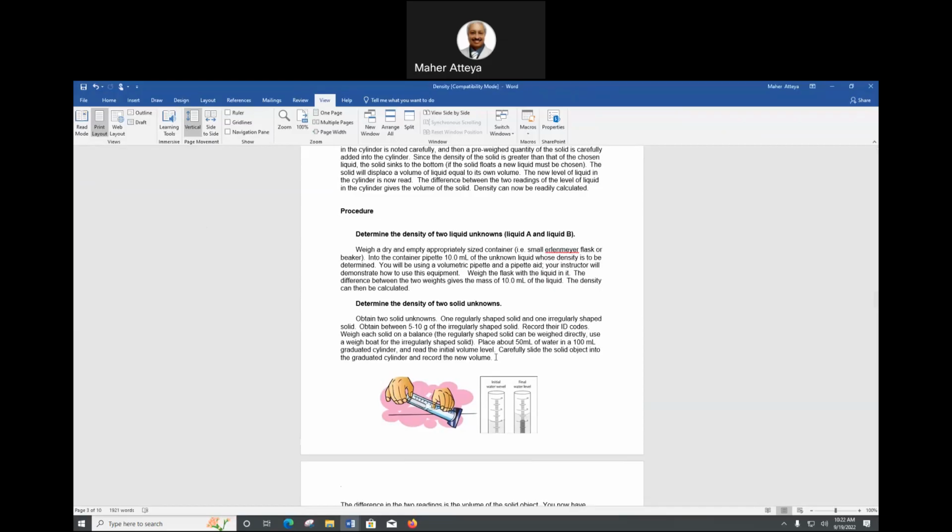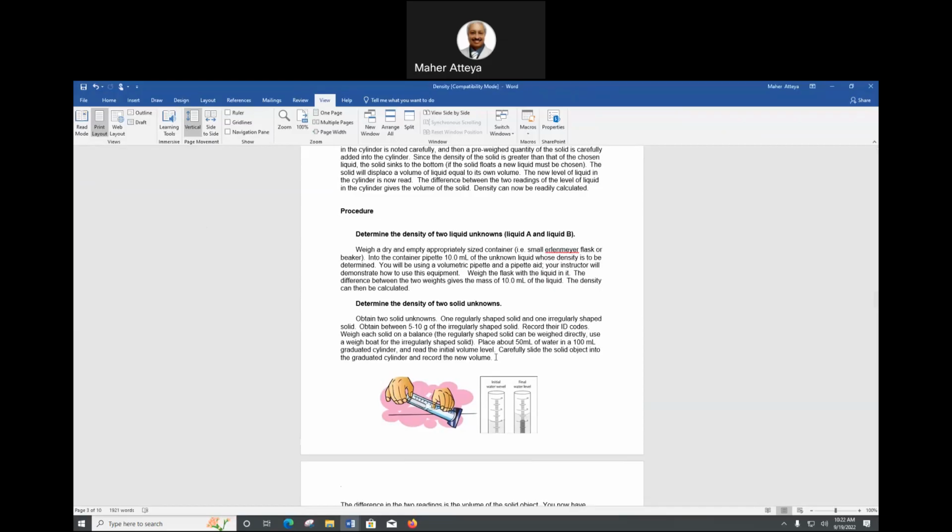So now your density is what? Your density comes from the difference of the mass. The mass of the beaker filled with 10 mL minus the empty beaker will give you the mass of this 10 mL. Divide the mass over the volume, 10 mL, and that will give you the density. Everybody is following me here?